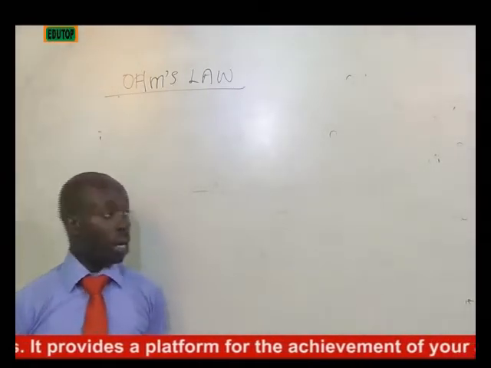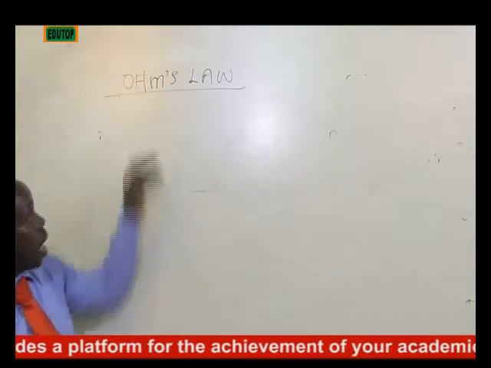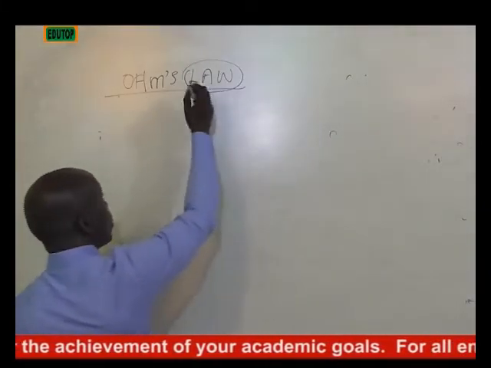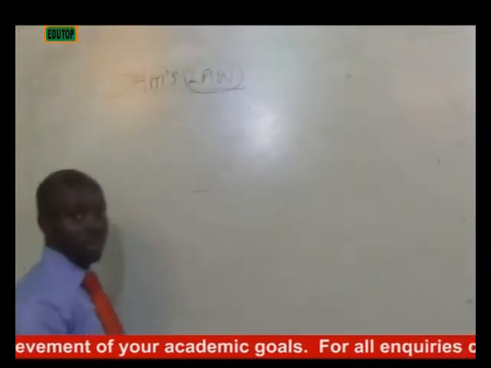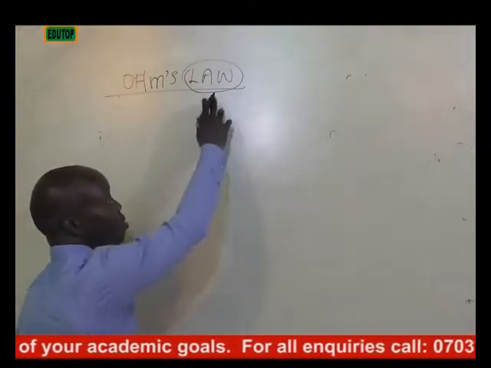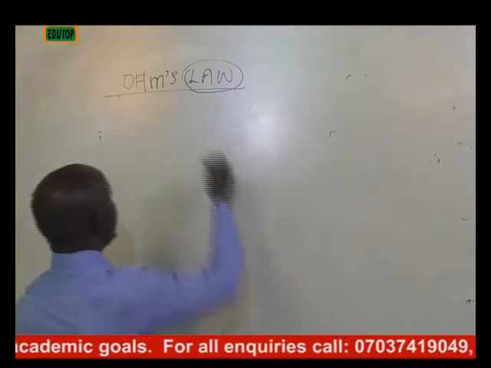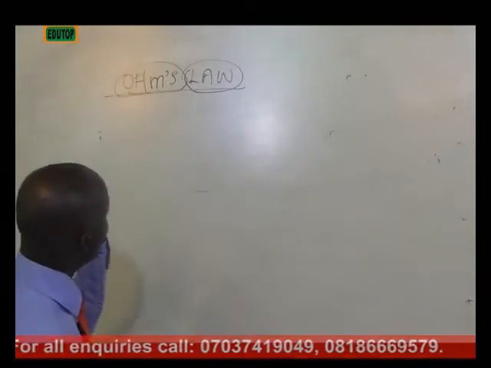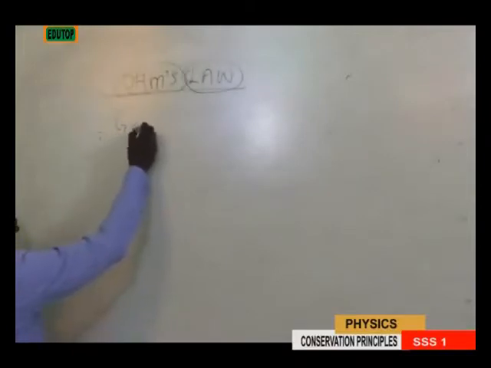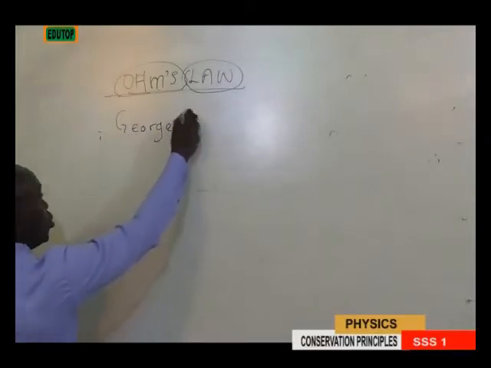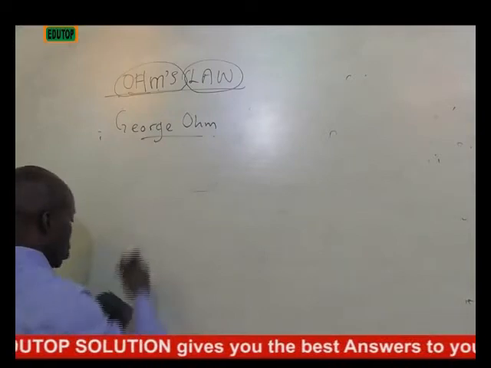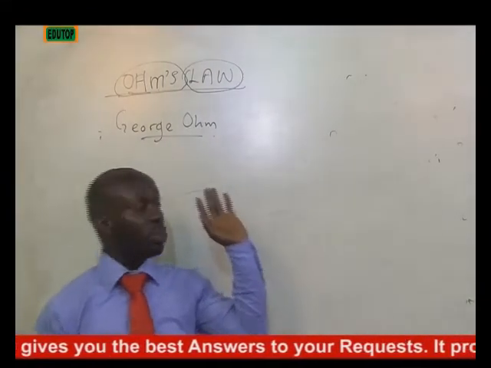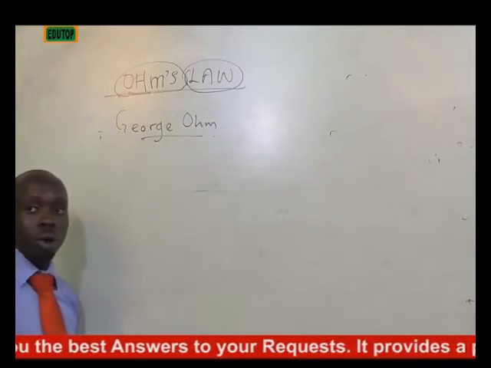Who propounded Ohm's law? How did this work? You know about law. Law is a particular stipulated write-up that everybody must adhere to. But what is this Ohm? Where did it come from? This Ohm is the name of a scientist called George Ohm, one of our oldest scientists or physicists, let me put it that way. George Ohm.